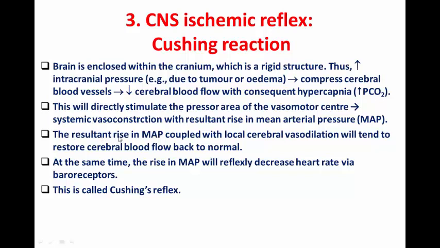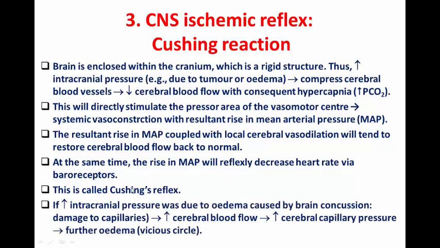So, the resultant rise in the mean arterial blood pressure, together with the local cerebral vasodilatation, will tend to restore cerebral blood flow back to normal. At the same time, the rise in the mean arterial blood pressure through the arterial baroreceptor reflex will reflexly decrease the heart rate. So, someone with increased intracranial pressure, if we check his pulse, we'll find that he has bradycardia. In fact, one of the causes of sinus bradycardia is an increase in the intracranial pressure. This reflex is known as Cushing's reflex.